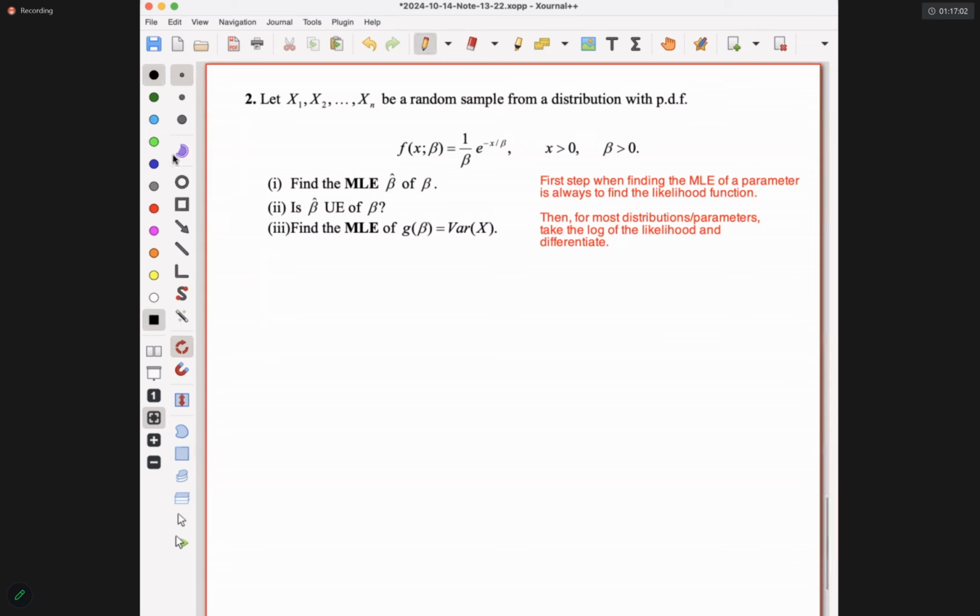And so for my likelihood function, what should I write here? It's the product from i equals 1 to n of my density for x across all of these values in my sample, all of those Xi's.